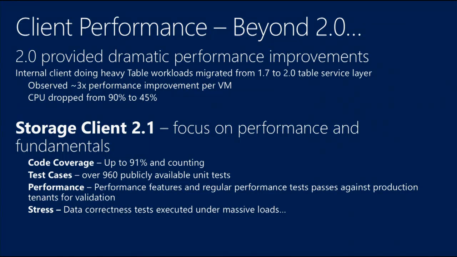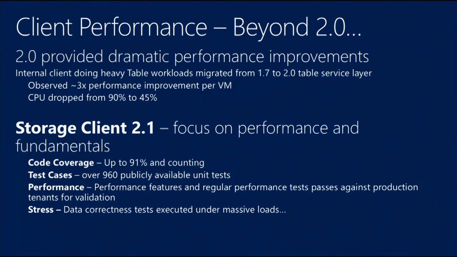So a few stats here. Code coverage, last I checked, we're at 91% and counting. There's almost 1,000 test cases. These are all publicly available on GitHub. So if you want to, you can go download them, execute them, or even use some of the code yourself. We have a new automated performance suite that we're running so that we can do live A/B testing against production clusters. And then we can evaluate different features to see are they improving performance, what effects it has on GC, things like that.